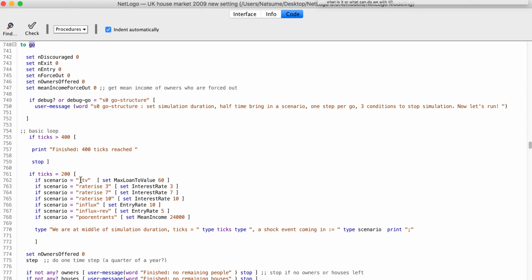If you want to know more about scenarios, you can go to the Go function and examine these scenarios. So for LTV, when the model comes to the middle, at 200 ticks, the maximum loan value will drop from 100 to 60. If we choose the scenario interest rates rise 10, then at 200 ticks, the interest rates will rise from 7% to 10%. If we choose poor entrance, then at 200 ticks, the mean income will drop from 30,000 to 24,000. So these are different scenarios we will play around with.